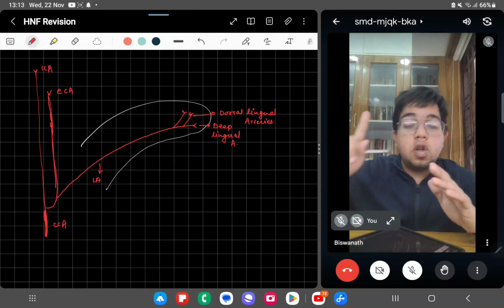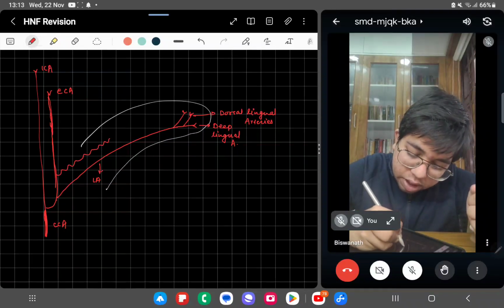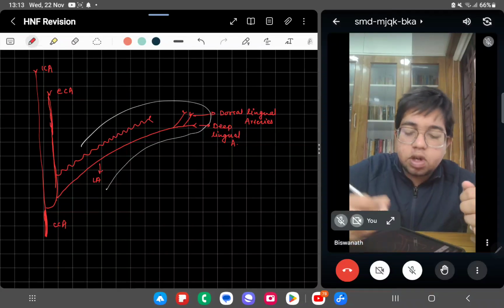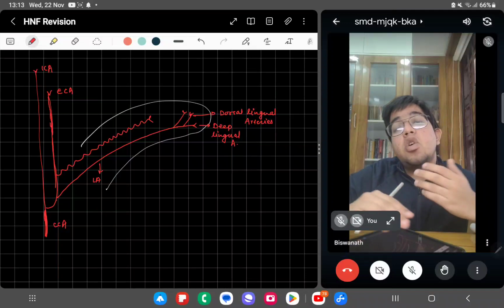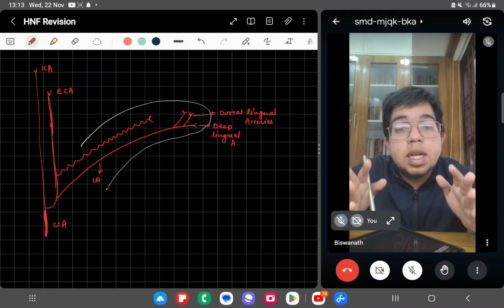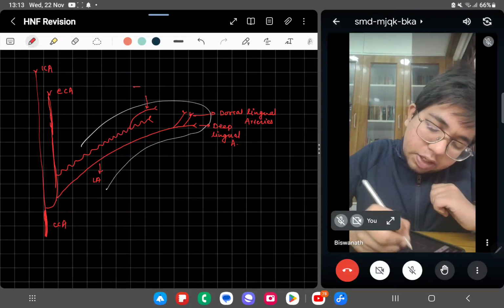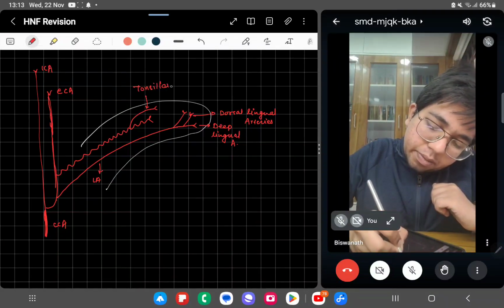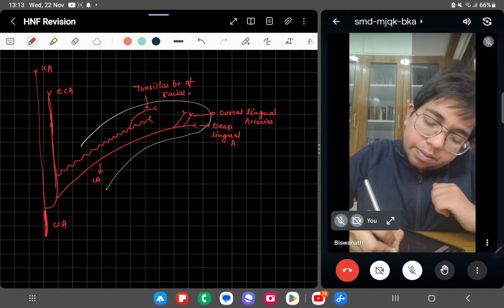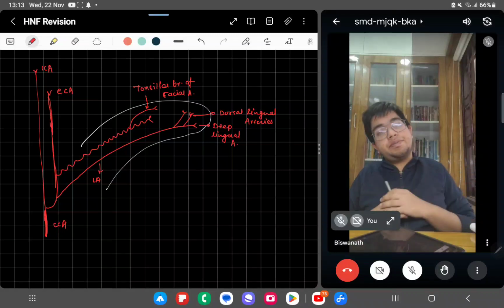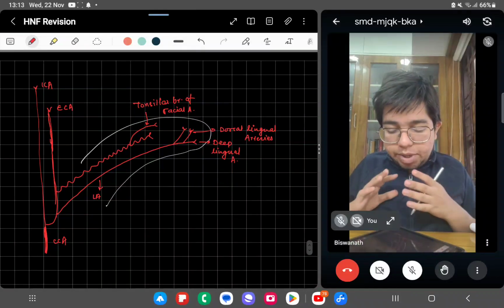Then we have your facial artery, which is also supplying your tongue. It has a tortuous nature. It has a tonsillar branch of the facial artery, which is generally supplying your tongue. Tonsillar branch of facial artery is supplying your tongue. So this completes the arterial supply of the tongue.